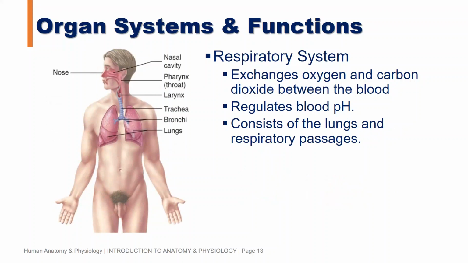Then we have your respiratory system for the exchange of oxygen and carbon dioxide between the blood, and it regulates blood pH, and consists of the lungs and respiratory passages. So as you can see from here, it starts with your nose, and then you have your nasal cavity, then you have your pharynx or your throat, and you have your larynx, then you have your trachea, bronchi, and your lungs.